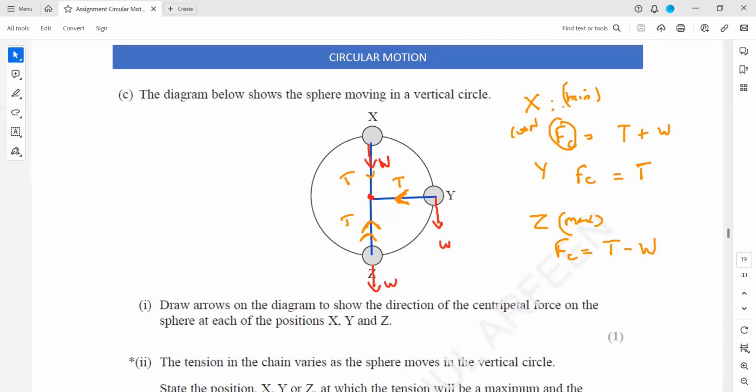So centripetal force is a resultant force, and at all positions we want a resultant force towards the center. At X, because weight is already towards the center, we need minimum tension. But at Z, weight is opposite to the resultant force. Weight is downward, and we want a resultant force towards the center, or upward. That's why the tension should be maximum. Is it clear?